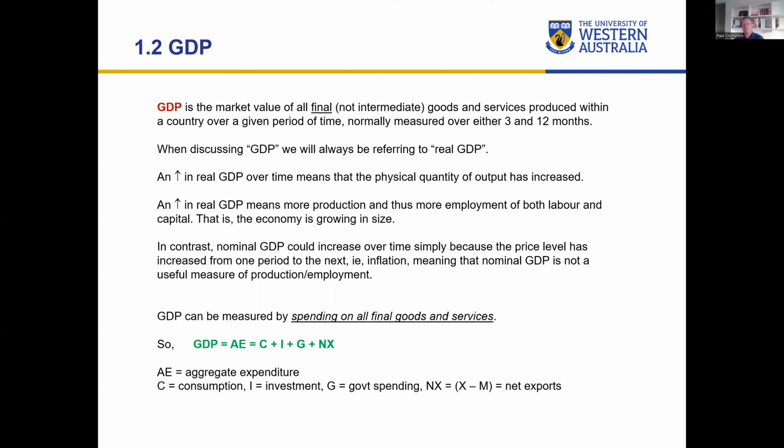So during expansion phases, GDP is typically rising. During contraction phases, GDP is typically growing very slowly, and during recessions, GDP is actually falling. In fact, a recession is defined as 2 consecutive quarters of negative growth in real GDP.